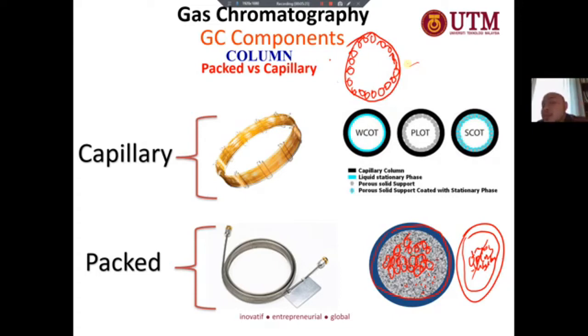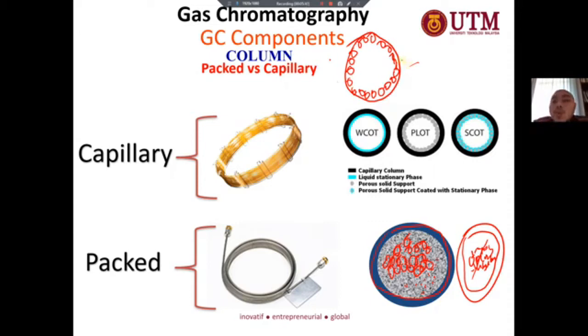So remember, for porous layer open tubular column, there is no C inside the acronym, so there is no coating, there is no liquid involved. Just remember it like that. If we have C inside the acronym, it means that it has some coating, so it has the liquid phase.